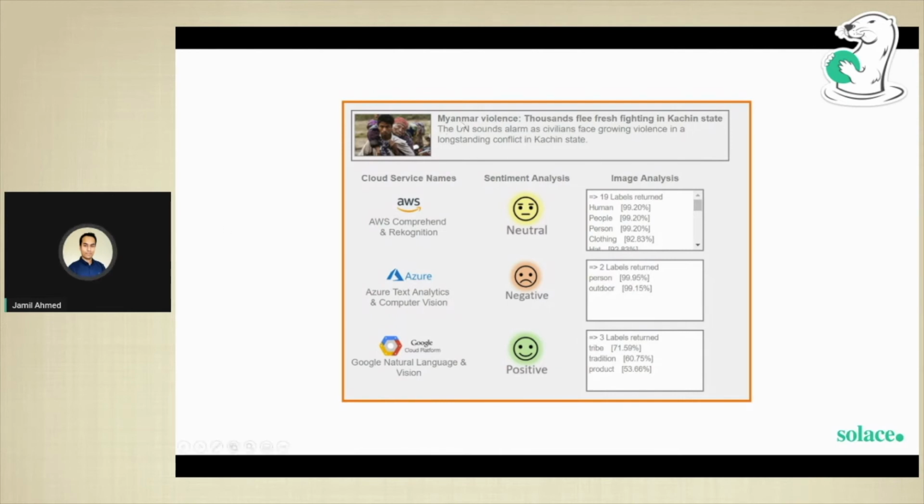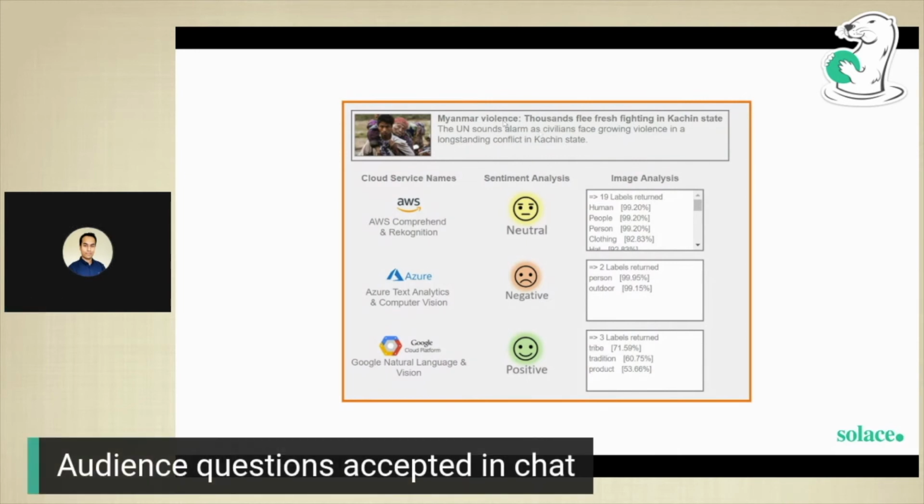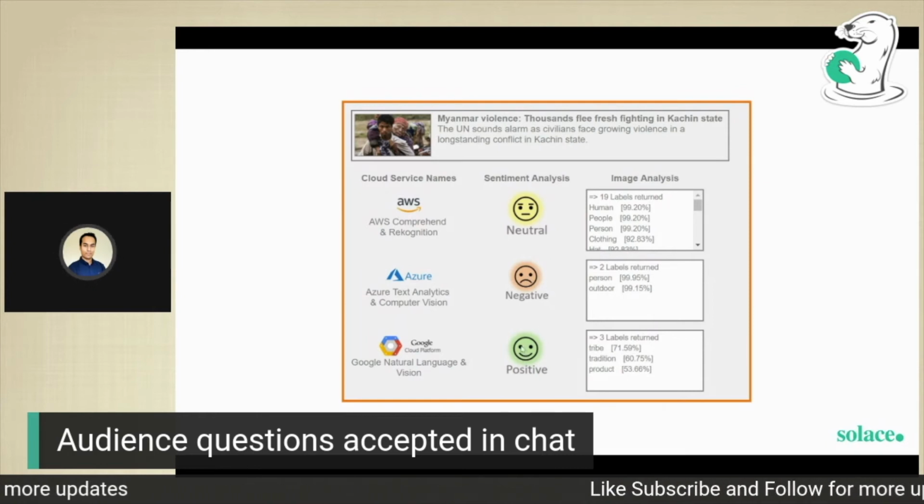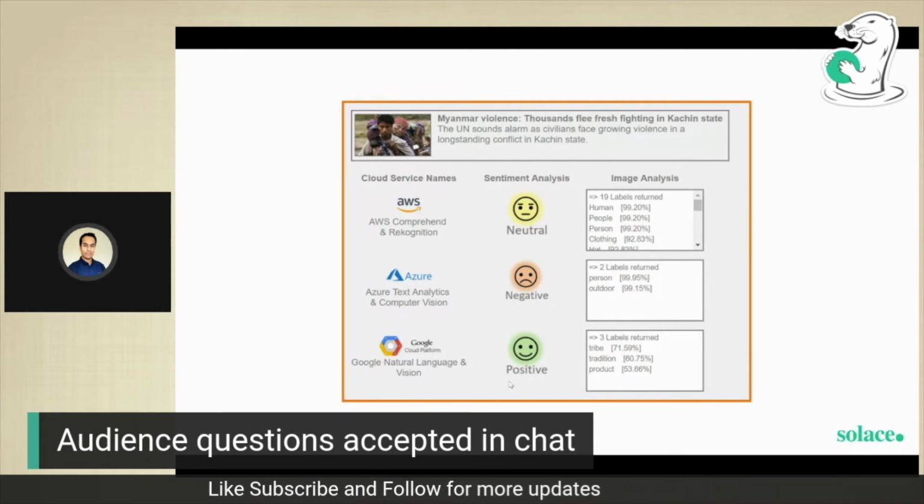Again, this article is fairly negative, even from a quick glance. It's talking about violence. It's talking about thousands fleeing conflict. It seems pretty clear from a human analysis perspective. AWS again on the fence. That seems like a very common approach. Azure's come back as negative or good, and again the positive one, which is a bit strange, from Google here.